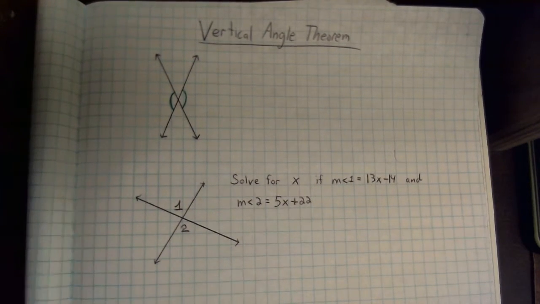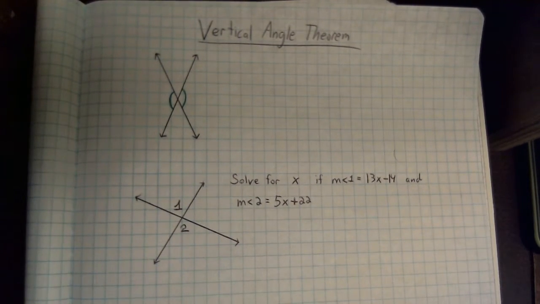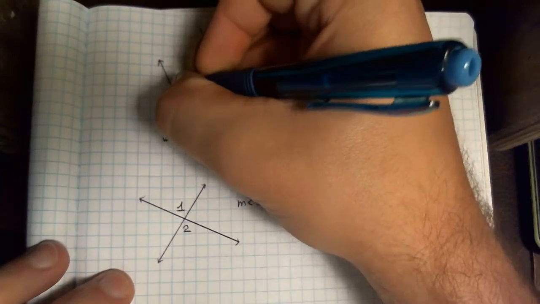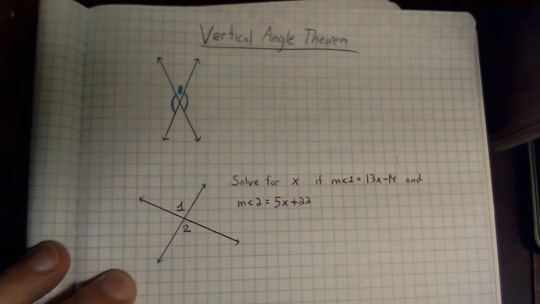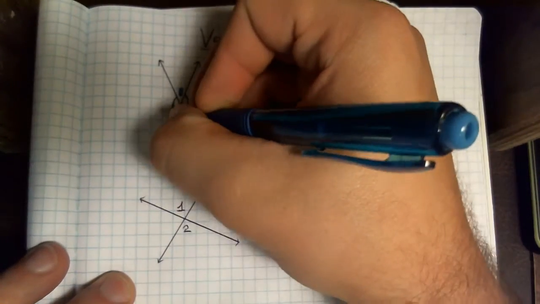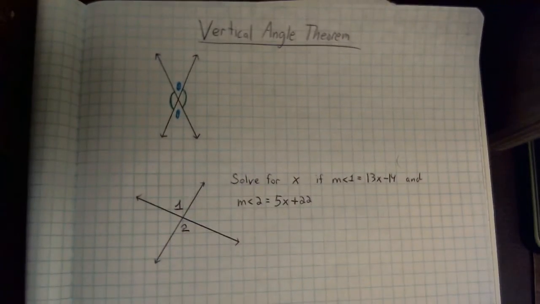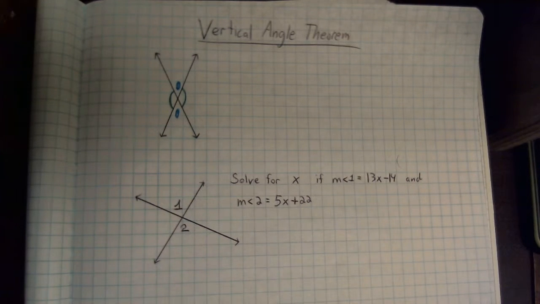Okay. There's also another set of vertical angles. We're talking about this angle right here, and the angle that's directly across from it, or not touching it, would be this angle over here. So we know what vertical angles are. But we need to know what the vertical angle theorem says. What it says is that vertical angles are congruent to each other.